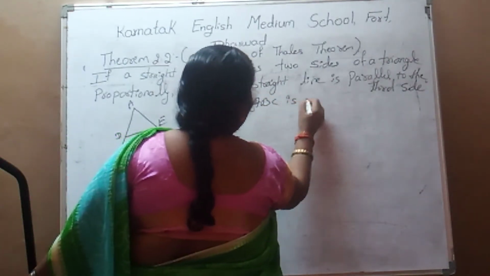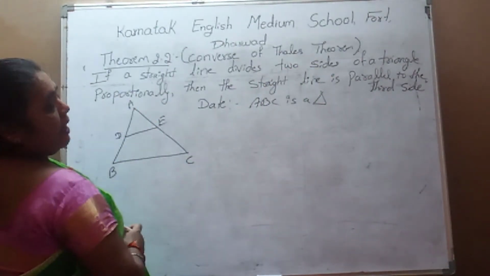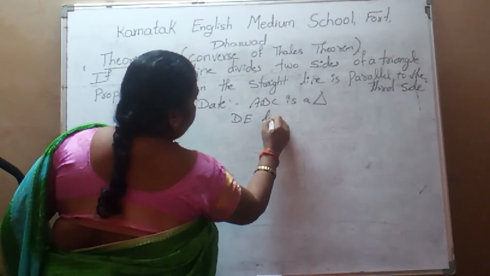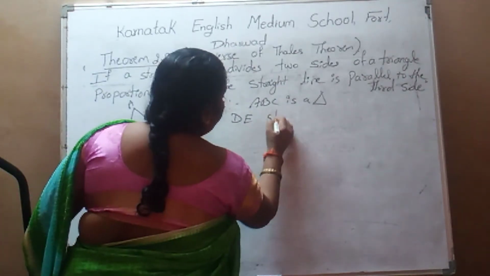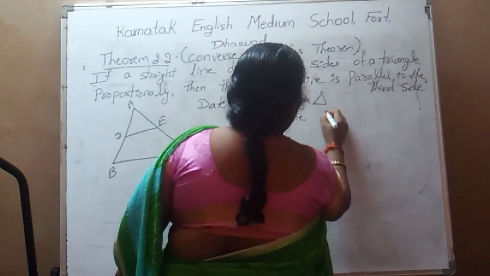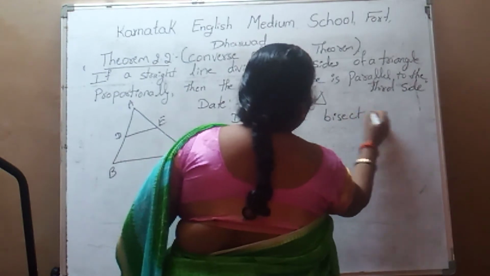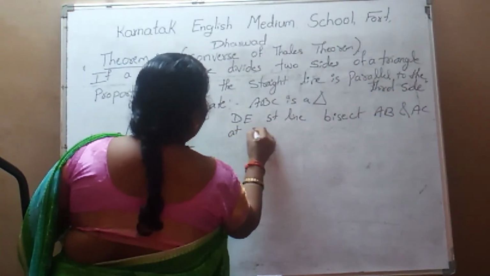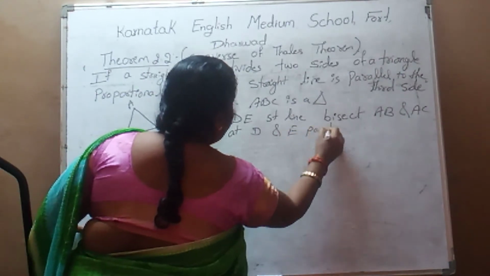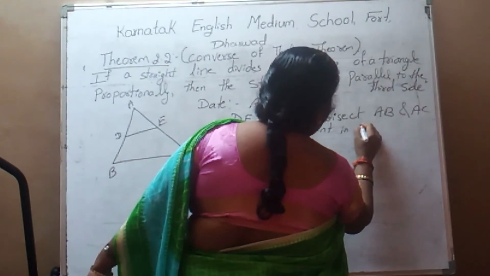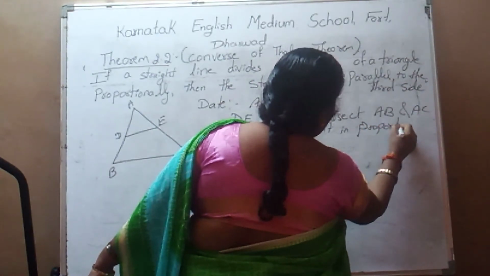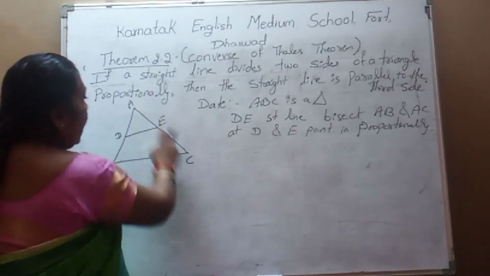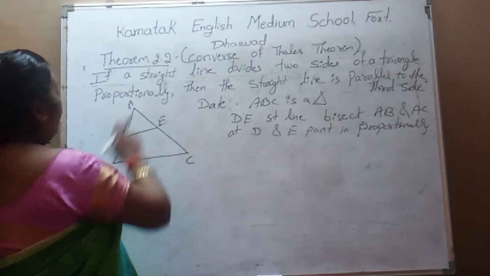ABC is a triangle. DE straight line bisects AB and AC at D and E points proportionally. It means the DE straight line divides the AB and AC sides proportionally at different points D and E.